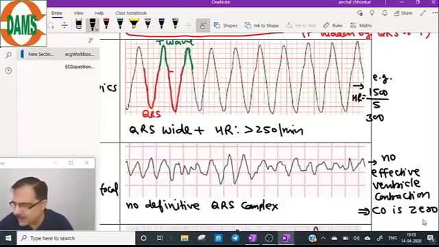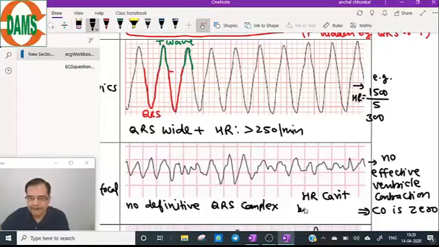No effective ventricle contractions, so you can't calculate the heart rate here. Heart rate can't be calculated. So this is ventricle fibrillation. These are the three important ventricle arrhythmias.